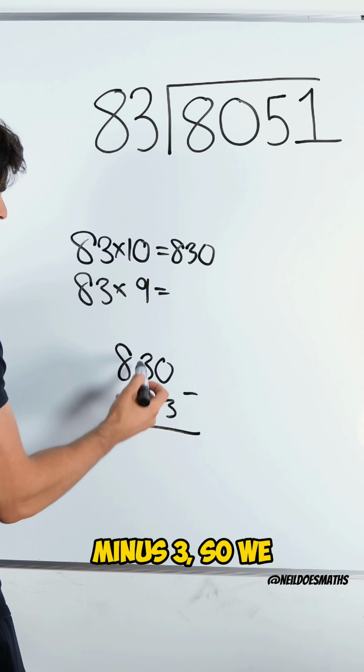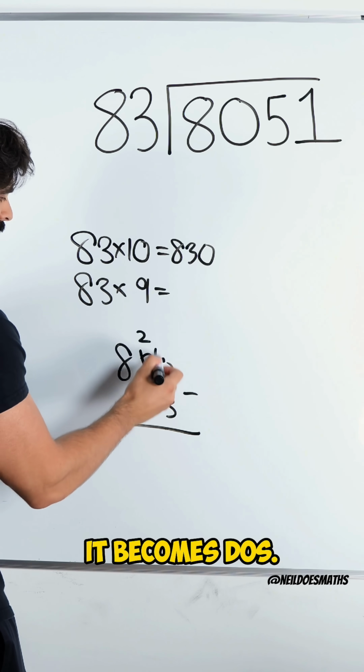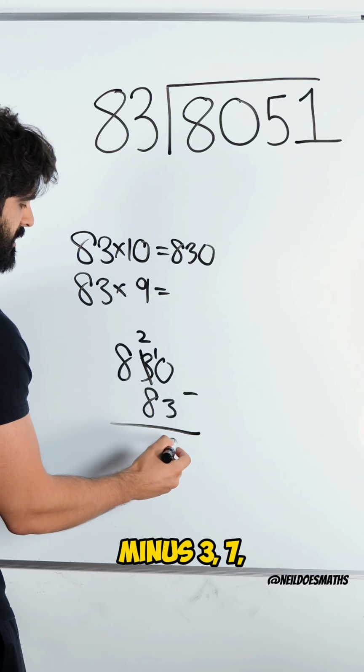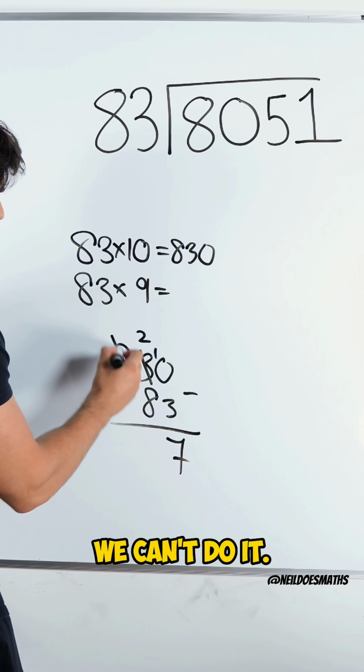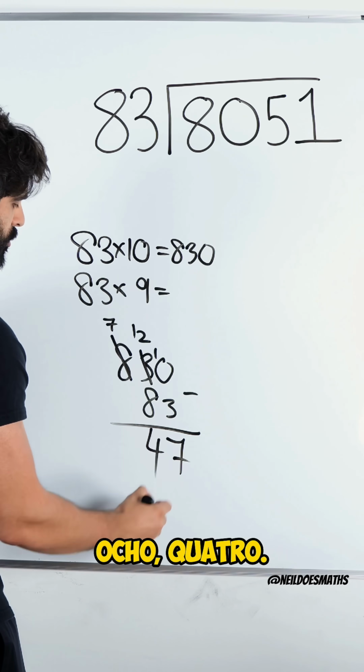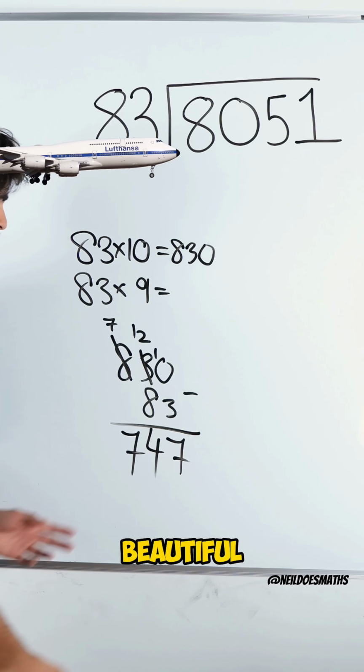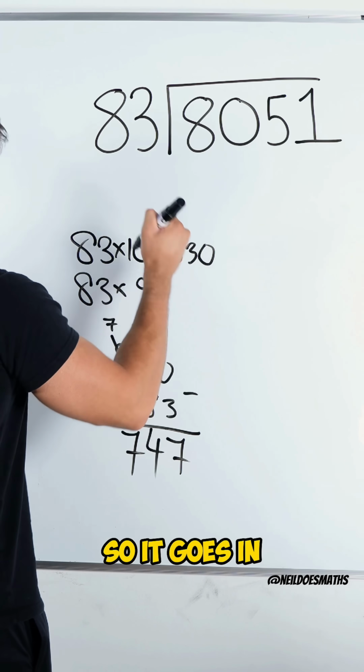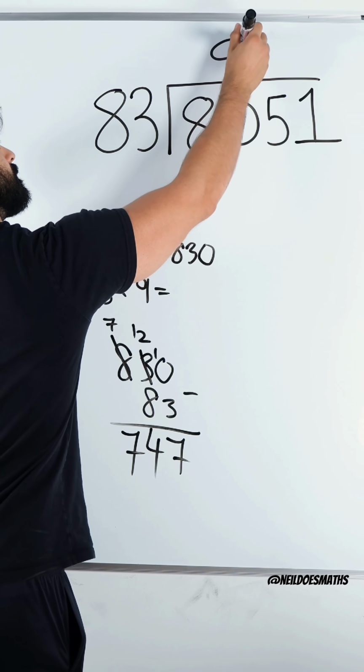We can't do 0 minus 3, so we need to borrow from the 3. It becomes 2. Then it lends the 1. 10 minus 3, 7. 2 minus 8, we can't do it. We borrow. This becomes 7. This becomes 12. 12 minus 8, 4. And then the 7 comes down. Beautiful, by the way. So it goes in 9 times.